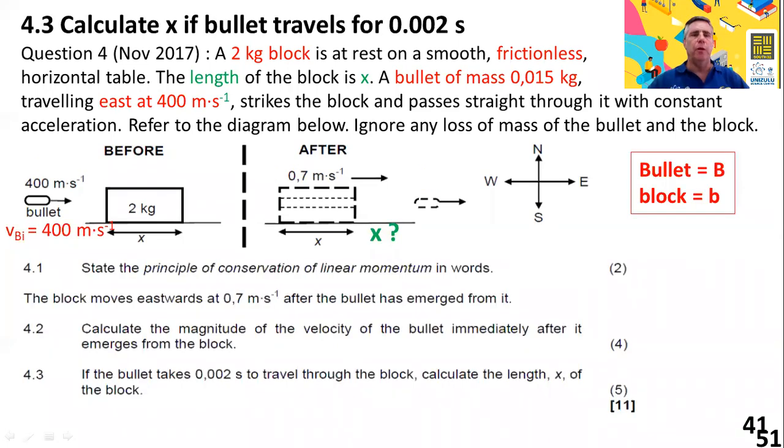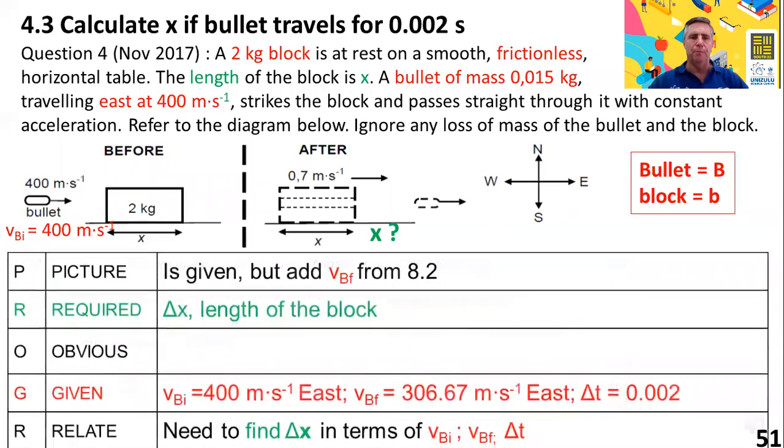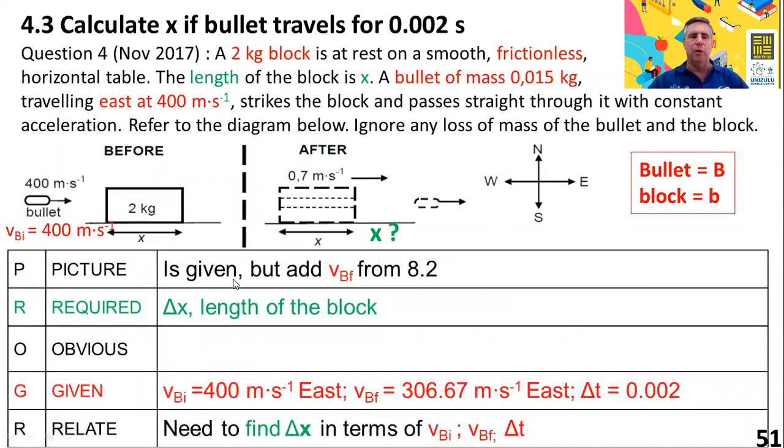So the second part of the question, which is for 5 marks: calculate x, the length of the block, if the bullet travels for 0.002 seconds. Now, very often, the second part of a question will use something which you've calculated in the first part. First part asks for the velocity of the bullet afterwards, and so we expect that we're going to use that to calculate x.